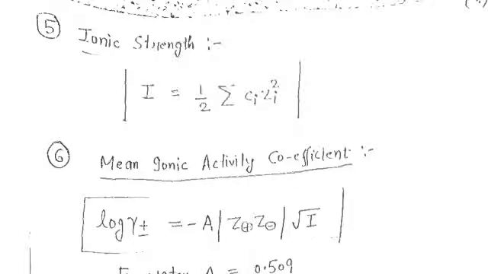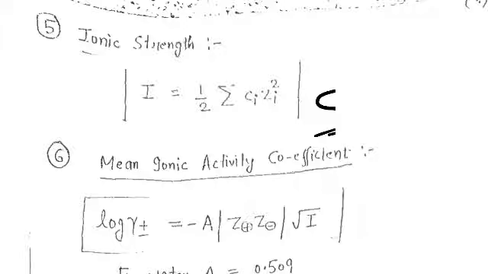So ionic strength is the strength of ions in the solution. We use the formula I = 1/2 Σ Ci Zi². Z is the charge on the ion and C is the concentration of the ion. If there are 5 ions present, you have to take the concentration of each and every ion and multiply it by the square of its charge. Like for calcium, you take the charge 2 and square it, and likewise you can solve the questions.